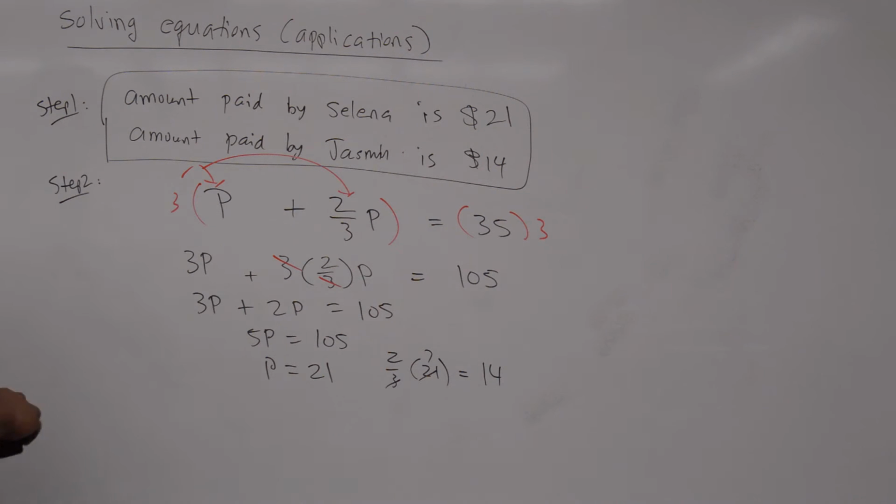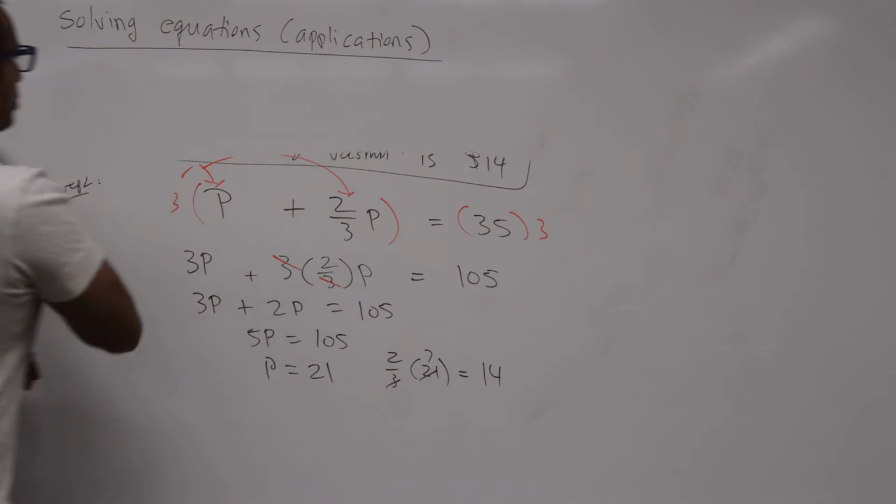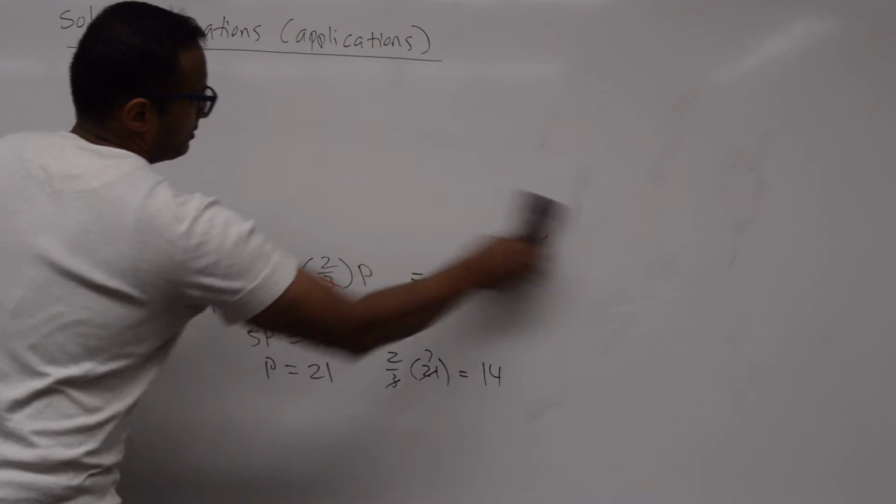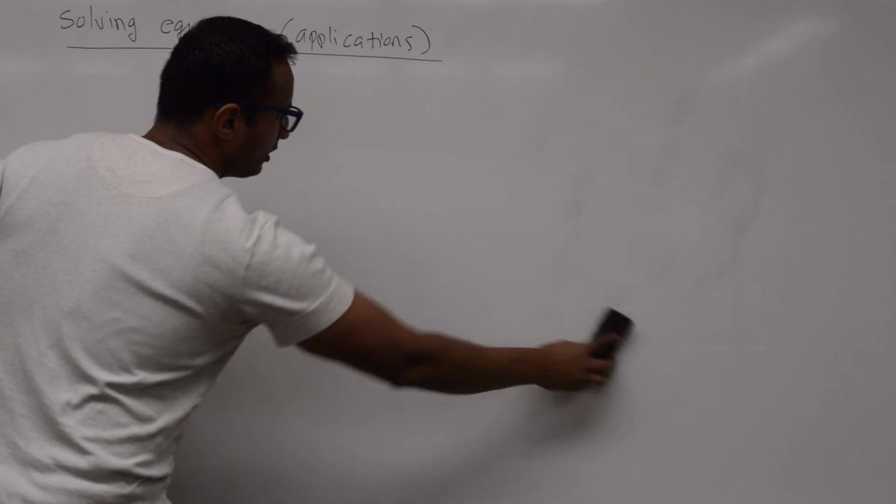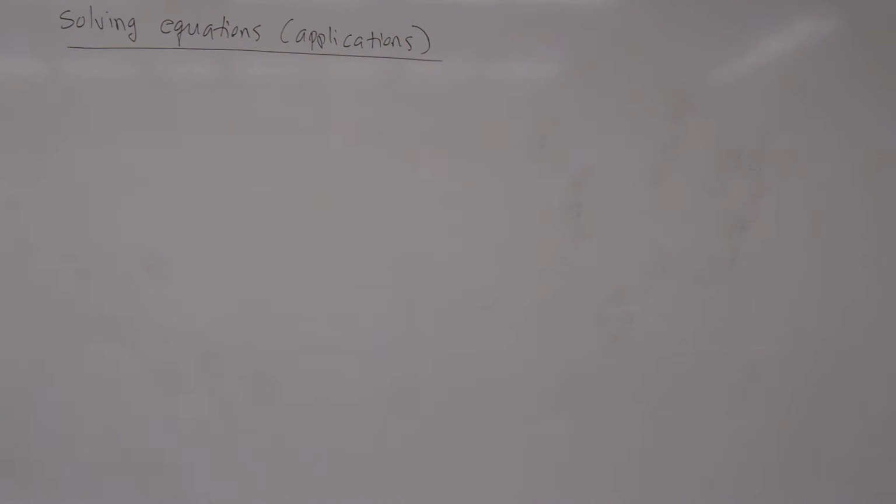Okay? So we're going to be using the same exact steps: define the variable, write an equation, and solve for the other problems. Okay, here's the next part.